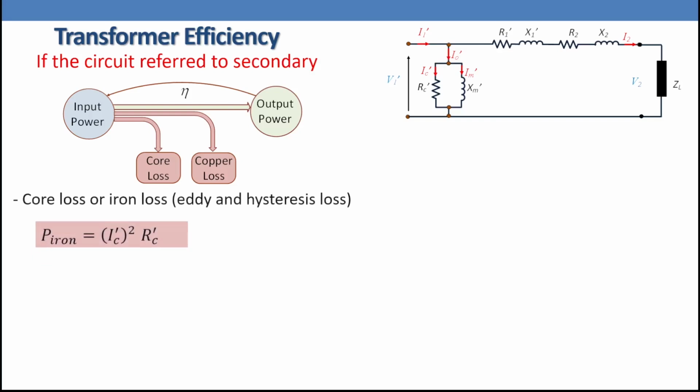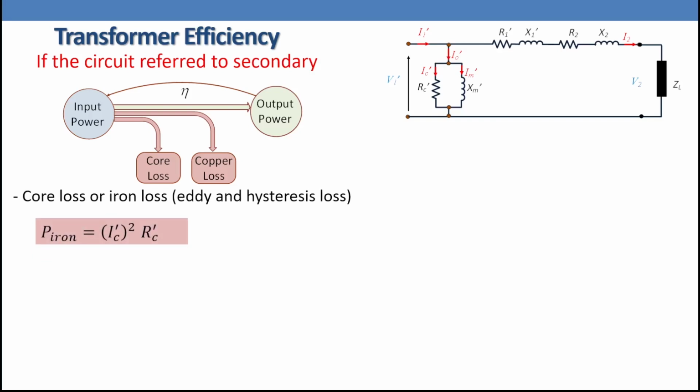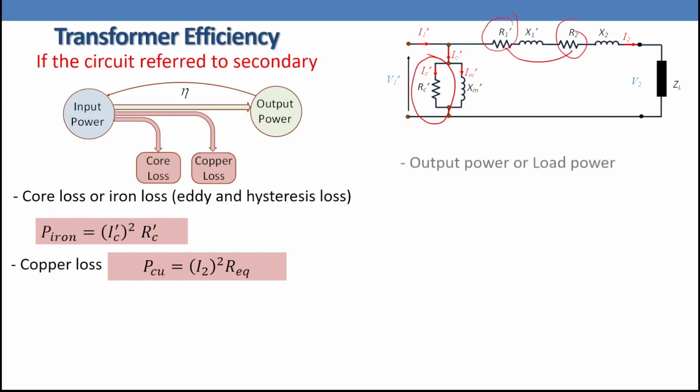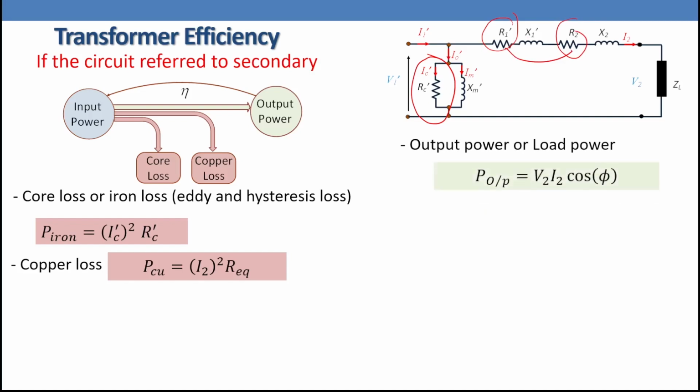So for the core loss or iron loss, I core' square R core' is again consumed in this part of the circuit. For the copper loss, we have I2 square R equivalent, and R equivalent is R1' plus R2. For output power, we have V2 I2 cosine phi, and phi is the angle between V2 and I2, or the load impedance angle. So we can calculate output power as I2 square R load.